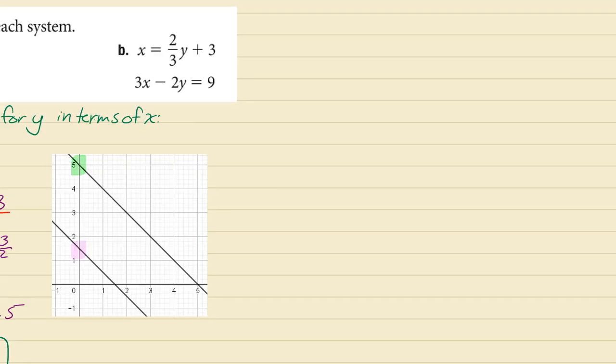So let's try the same thing with B. I'm going to solve both of these for y in terms of x. You can try it yourself first to get some extra practice, and we'll see what happens. I'll call this one equation 1. This one is going to be equation 2.